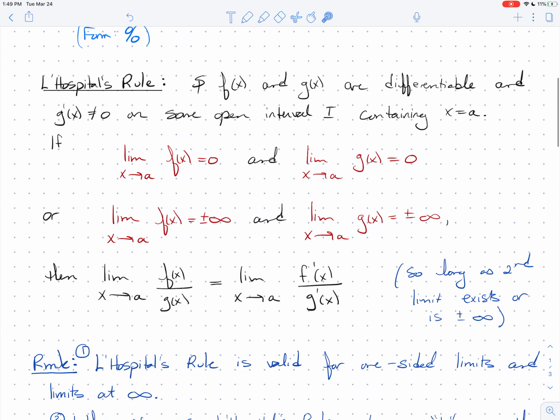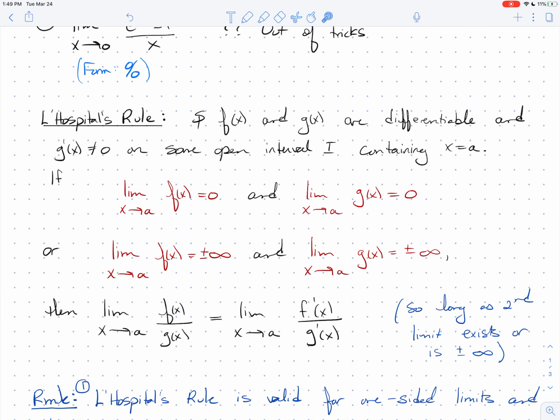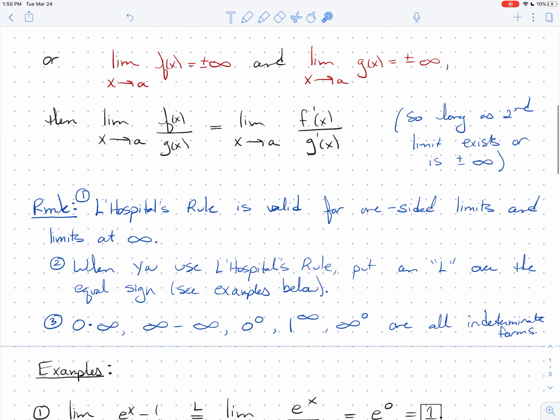So we introduced L'Hopital's rule. I won't go over it again in detail, but the takeaway is if you have the limit of a fraction, and the form is either 0 over 0 or plus or minus infinity over plus or minus infinity, then the limit of the fraction is equal to the limit of the fraction of the derivative of the top over the derivative of the bottom. You're not using the quotient rule. You're literally taking the derivative of just the top over the derivative of just the bottom. So it really simplifies things nicely.